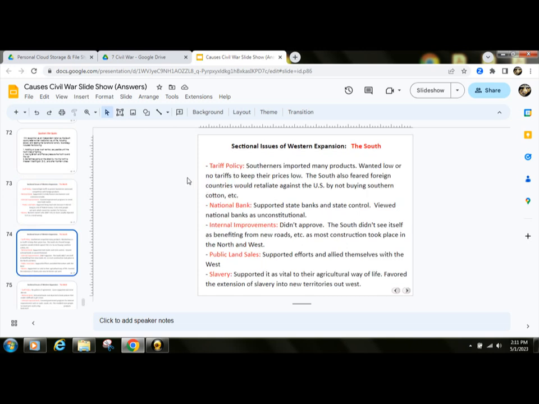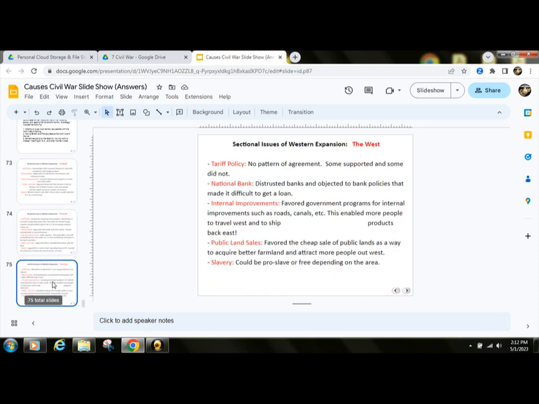Okay, the South. The Southerners imported many products, mainly from Britain. They wanted low or no tariffs to keep their prices low. The South also feared foreign countries would retaliate against the U.S. by not buying Southern cotton. The National Bank. They supported state banks and state control. They viewed national banks as unconstitutional. They didn't approve of internal improvements. They didn't see themselves as benefiting from new roads. Public land sales. They did support these efforts and allied themselves with the West. And then slavery. They supported it as vital to their agricultural way of life, and they favored extension of slavery into new territories out west.